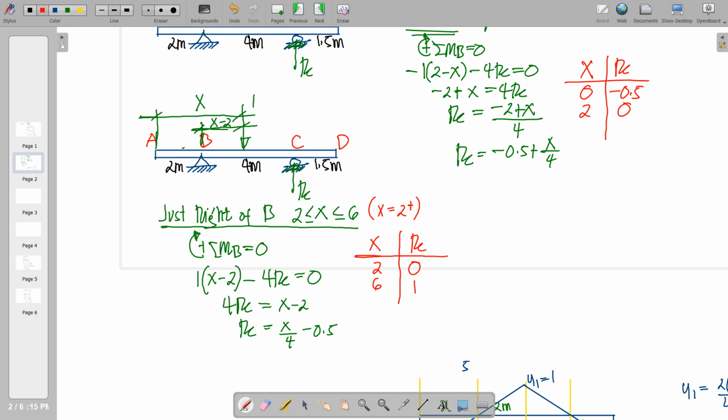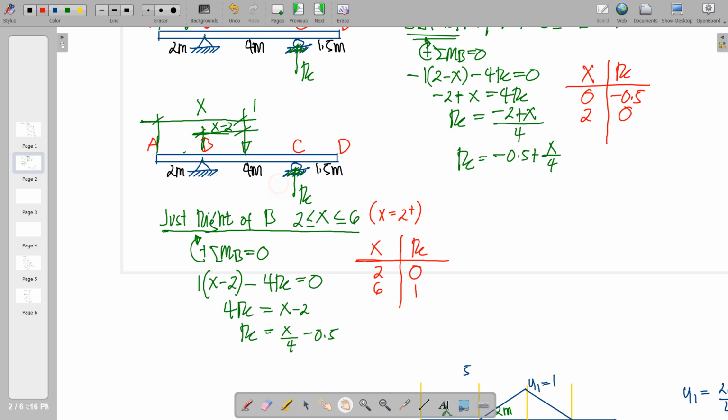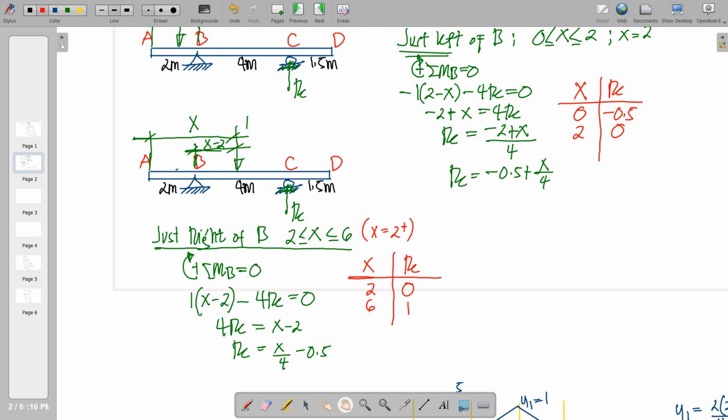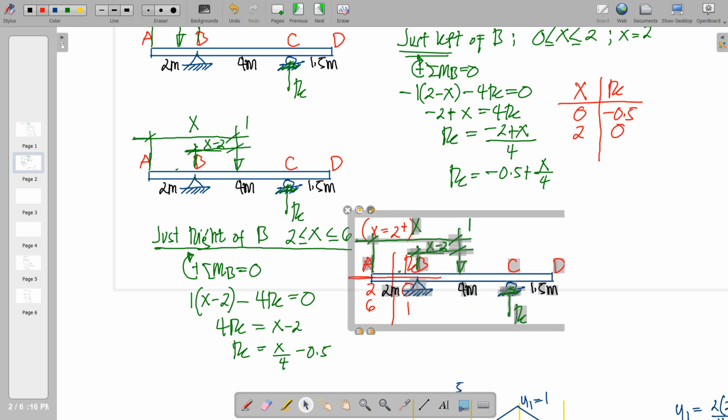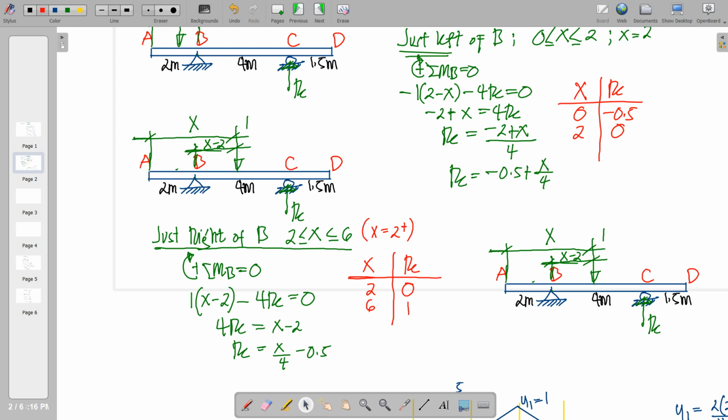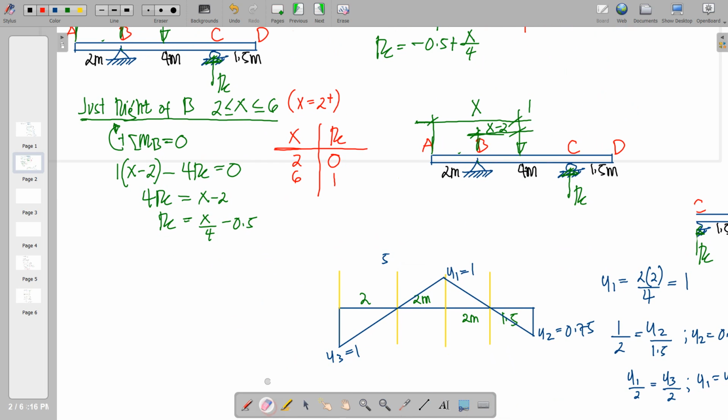Next, I think we have already consumed this equation up to x equal to 6 only, because the range is from 2 to 6, meaning from B to C. So to complete our segments, we need to transfer another unit load at segment CD. Say this is the beam.